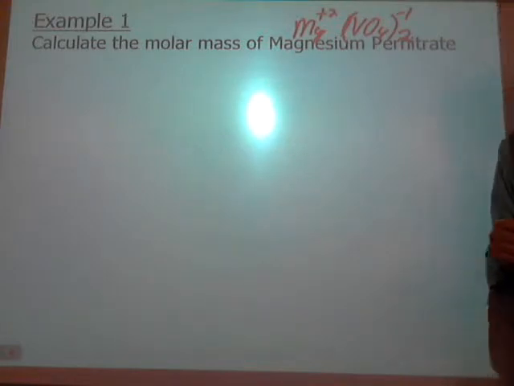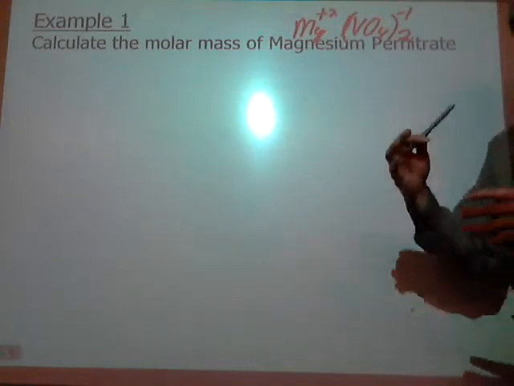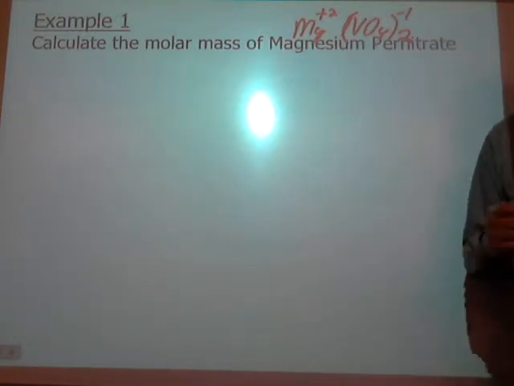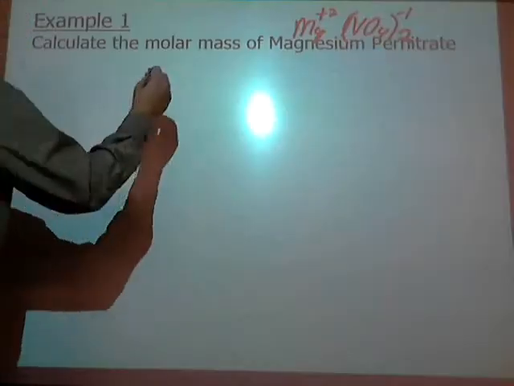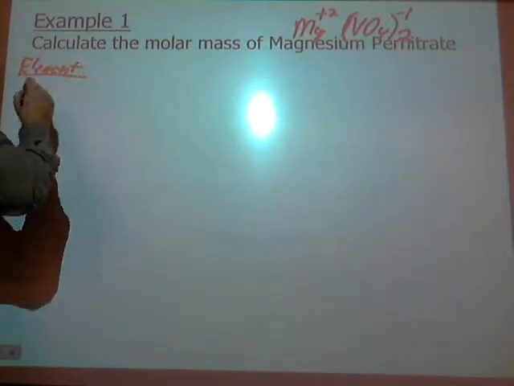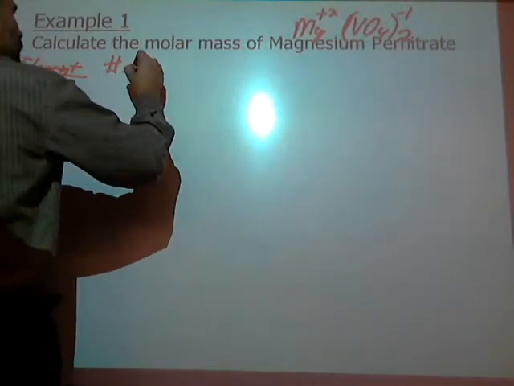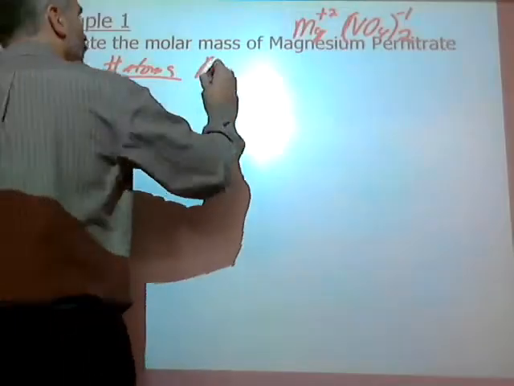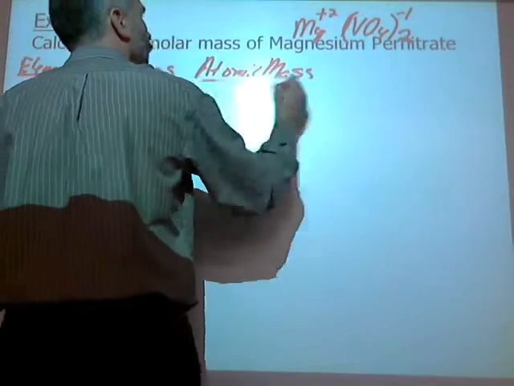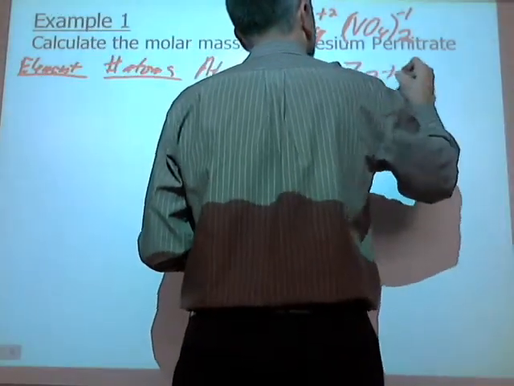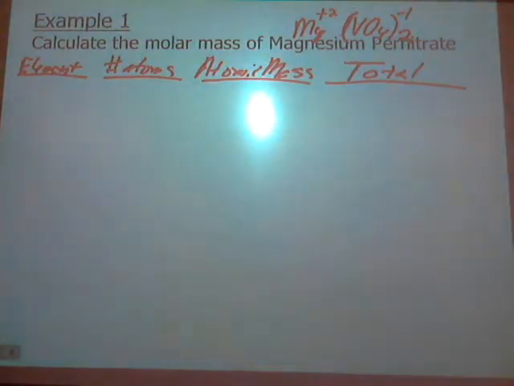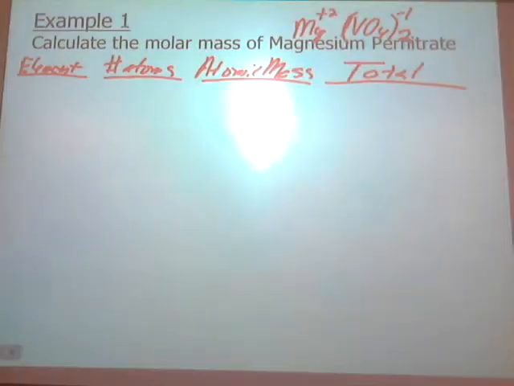So I want you to show me this in a logical, organized way. So make this chart for me for every one of these that you do. Okay? You're going to have the element, number of atoms, the atomic mass, and the total mass. Okay? Just make that chart. And every time you do one of these, this is the chart you'll make.